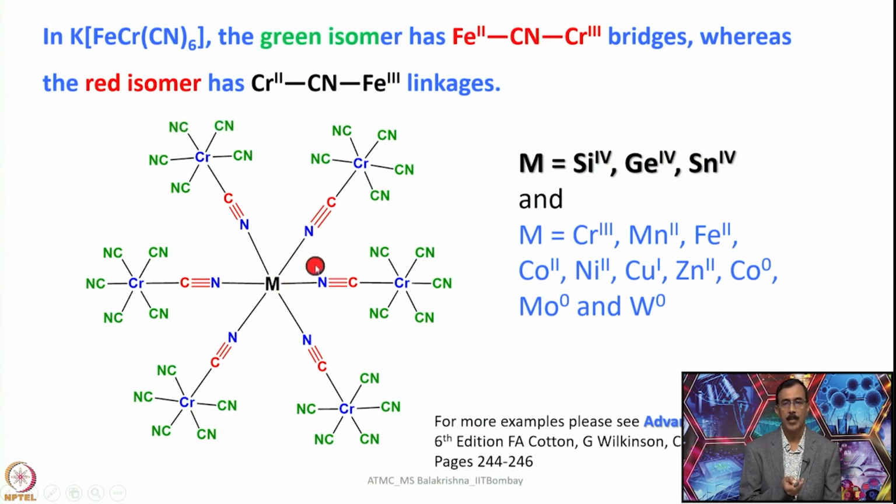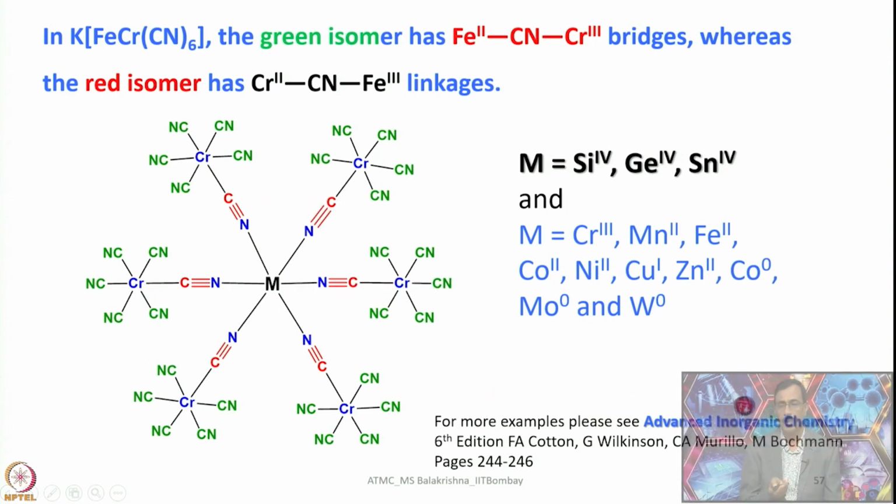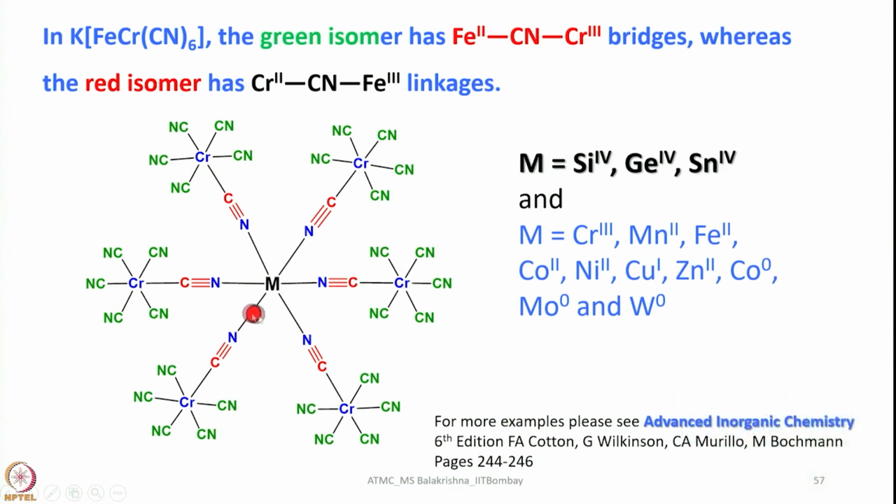And here M can be a main group element as well, for example silicon, germanium or tin can also be used here, and other metals such as chromium 3, manganese 2 or iron 2. So, that means you can make a series of complexes of this type. And if you want more information, very useful information is there if you read Advanced Inorganic Chemistry, 6th edition, and this information is there around this page.